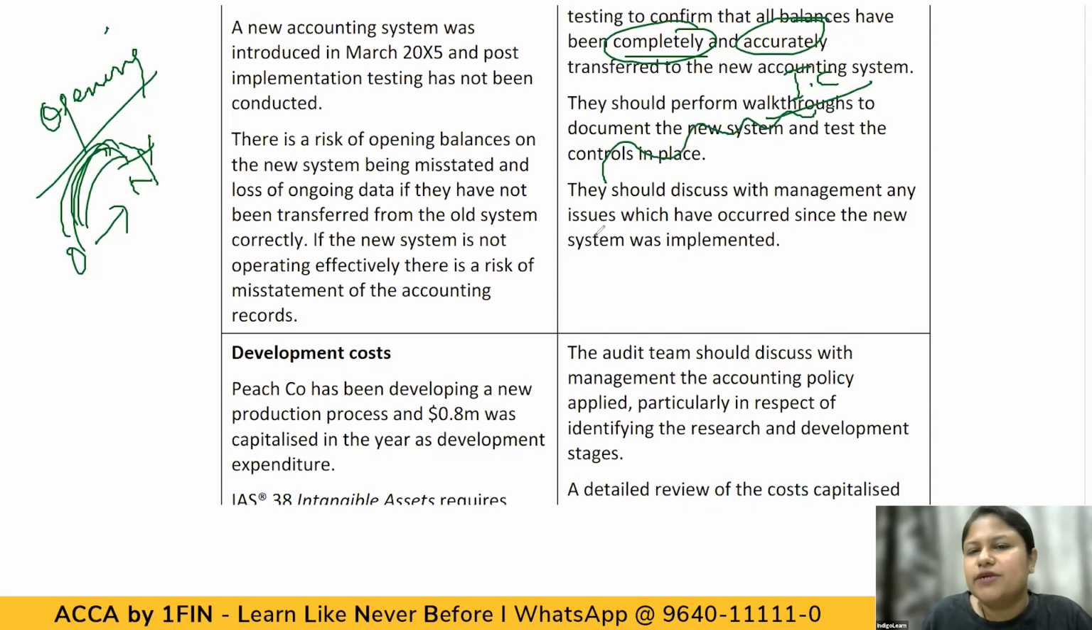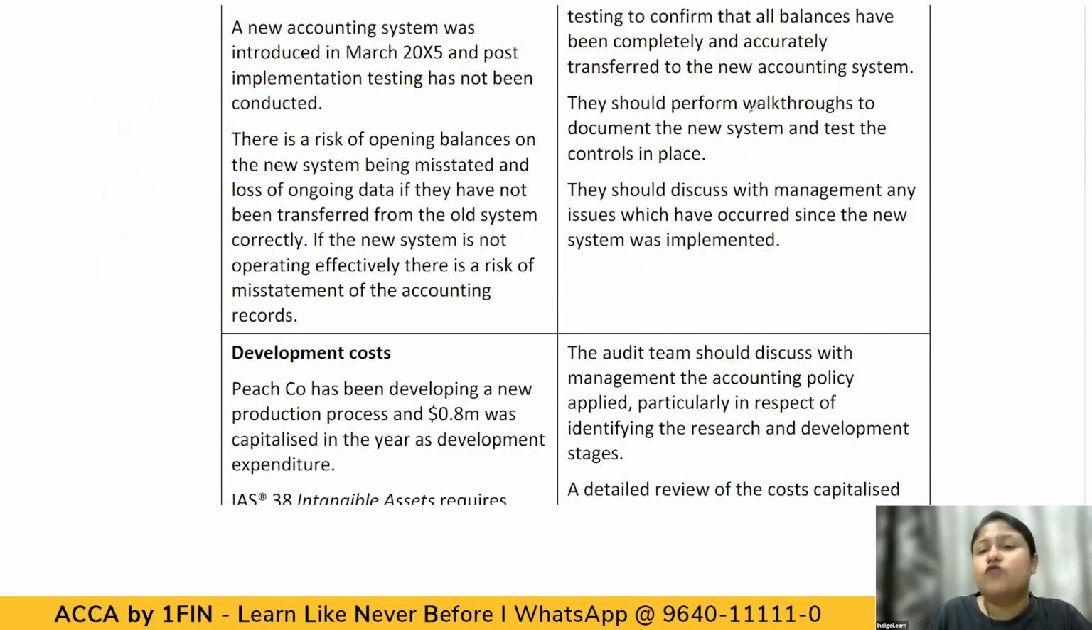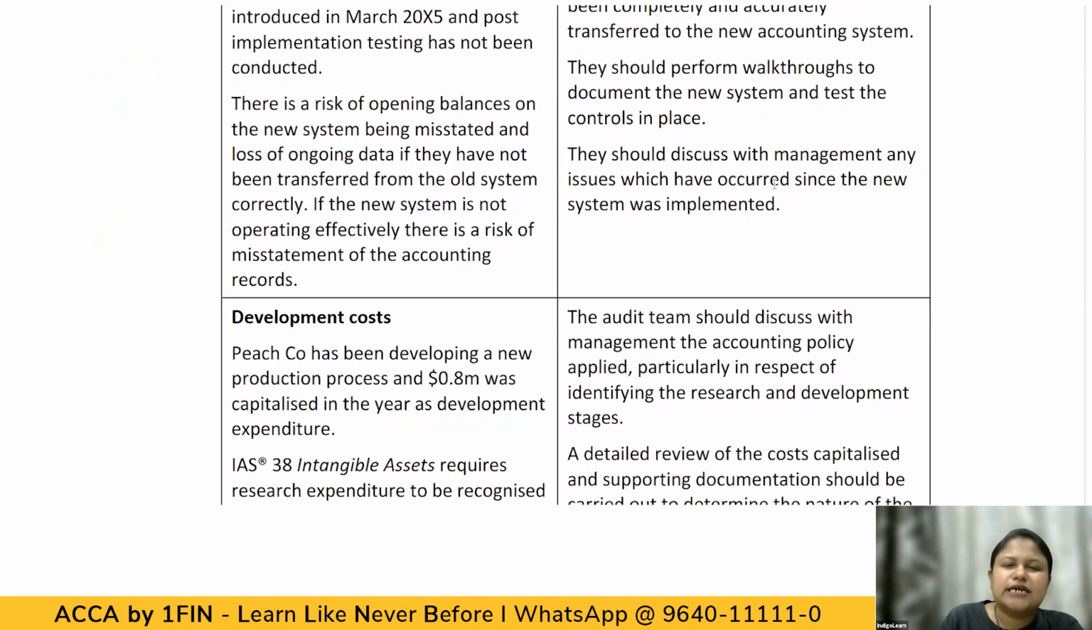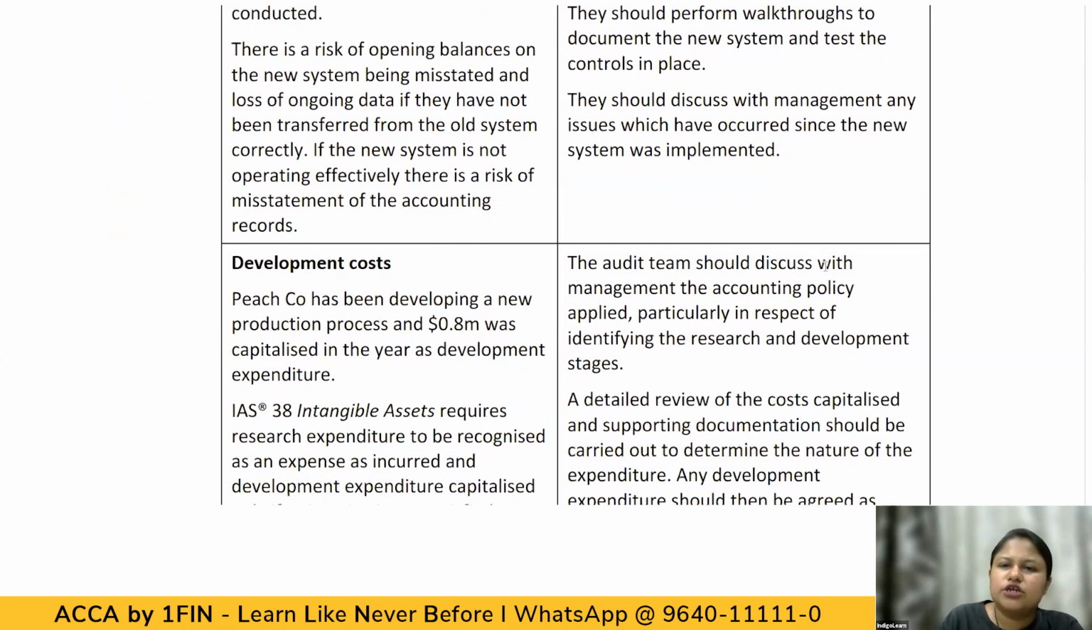Then discuss with the management any new issues they have encountered since the new system was implemented, so that you will know if there is a risk of material misstatement present, and whether things have gone wrong in the recording or in the outcome from the new accounting system. So that is the risk you identify and the response you will give.